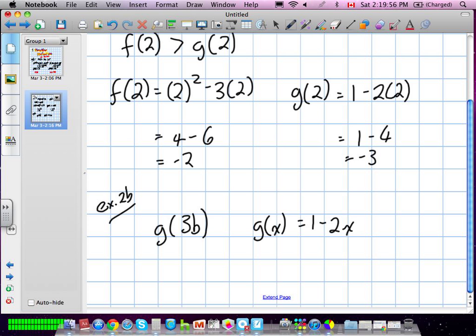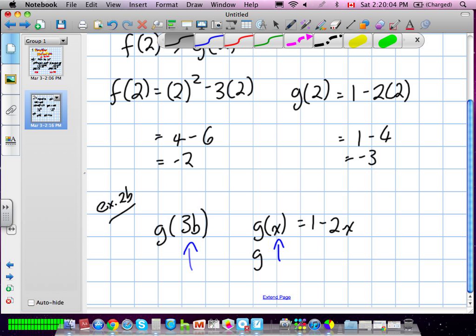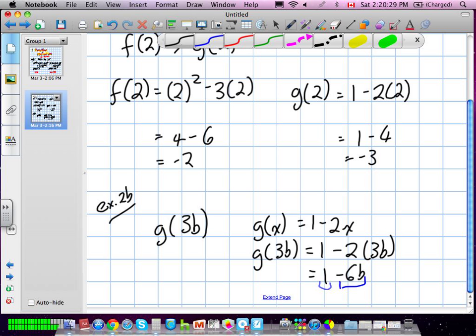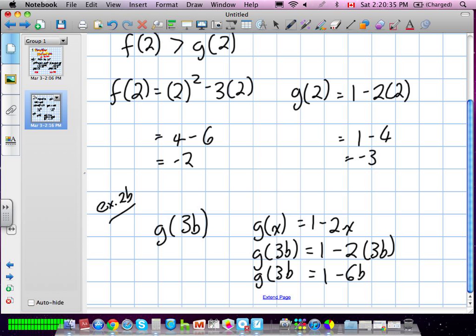So in this question, I'll write it just below, g at 3b is equal to 1 subtract 2, and I replace the x with 3b. Now I get 1 minus 2 times 3b. You know what that is? -6b. That's right. From there, are these like terms? No. Can I do anything to simplify that? That's it. So g at 3b is equal to 1 subtract 6b. So it's just another equation with a different variable involved in it.